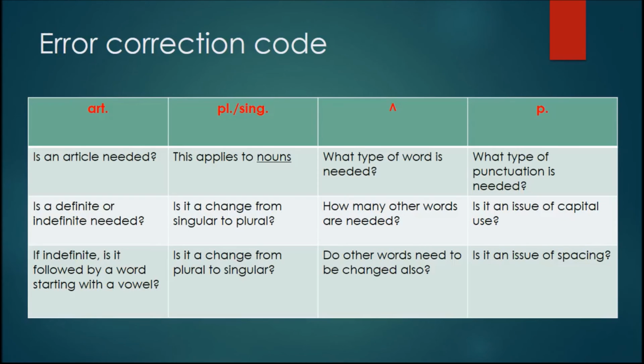For word missing, you need to ask what type of word is needed, how many other words are needed, and do other words need to be changed also? And for punctuation, you just need to ask what kind of punctuation is the issue and what does it need to be replaced with? Or you can ask yourself, is this an issue of capitalization or is it an issue of spacing as well? So hopefully going through those will give you the understanding you need to be able to apply these codes in your written work, specifically your research drafts.